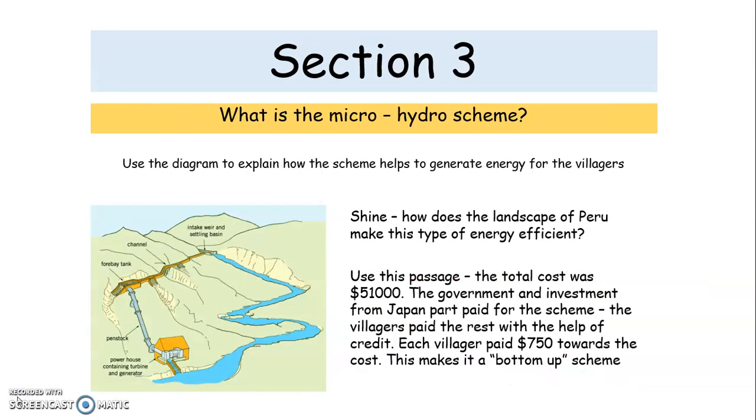Right, so in section 3, you just basically need to have an outline of what the microhydro scheme is. And there are 2 ways of looking at this. Number 1 is obviously you look at the actual physical operation of the scheme, which you can see here in this diagram, and I'll come to that in a minute. And the second part of it is this bit here, where it actually tells you how much it costs.